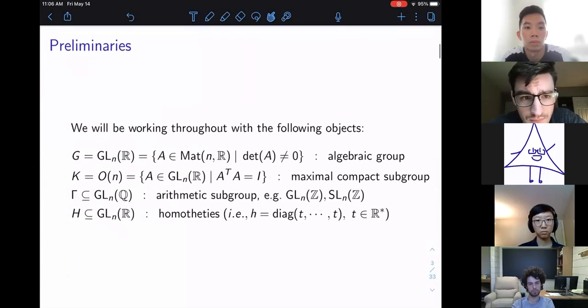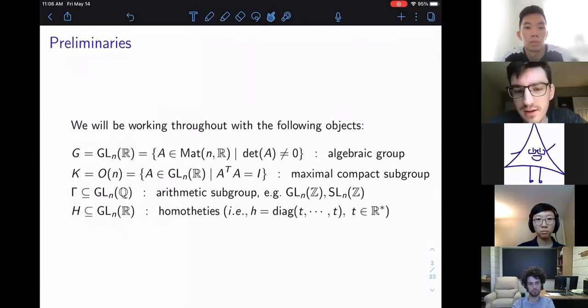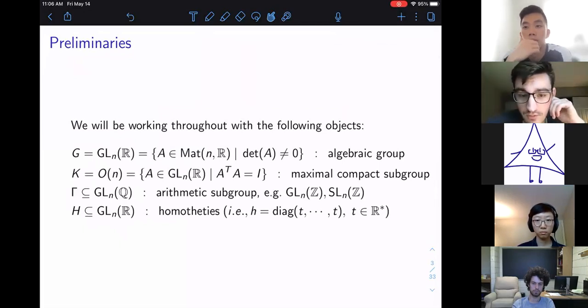Okay, so the setup can be done a little bit more generally than this, but for this talk, we're going to fix the following objects. We have GL_n over the reals. We have its maximal compact subgroup, O(n). These are the orthogonal matrices, and in particular, these preserve the standard Euclidean inner product on R^n. We have an arithmetic subgroup, or possibly several different arithmetic subgroups as the occasion might arise. Just to fix ideas, you should think of this as something like SL_n(Z) or GL_n(Z). So this is somehow the integer points on the algebraic group that we're looking at.